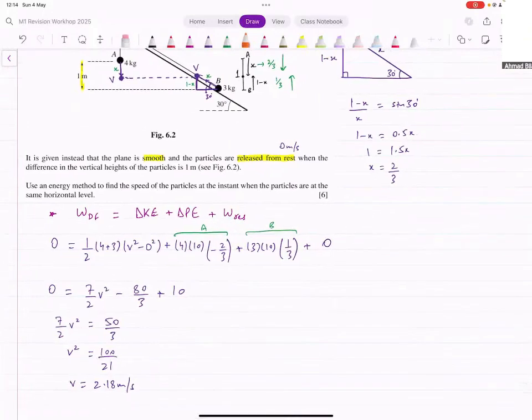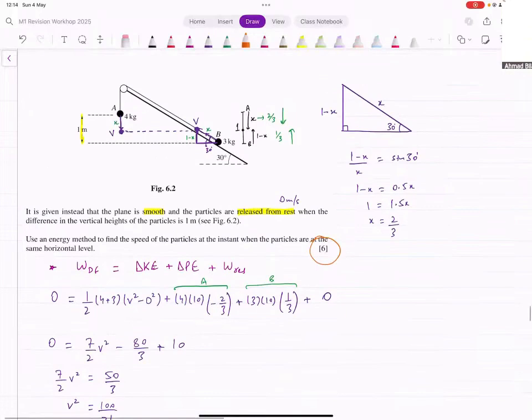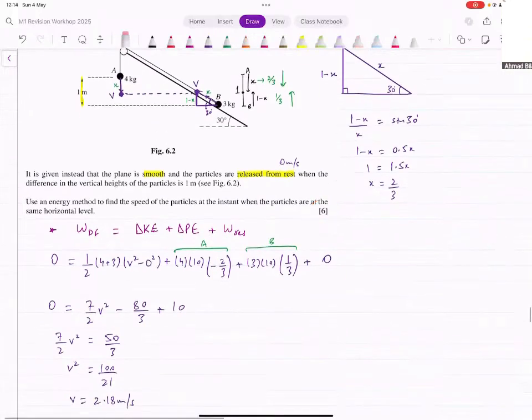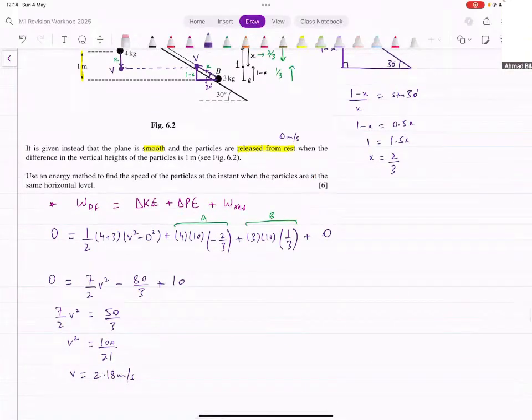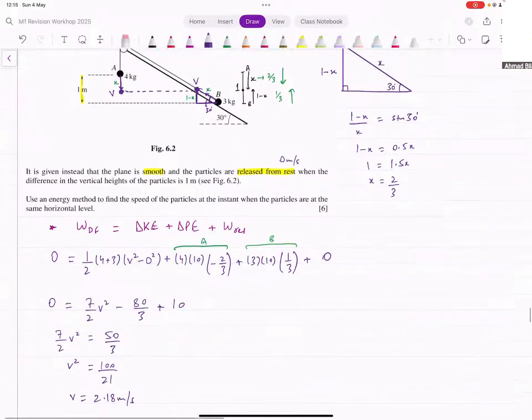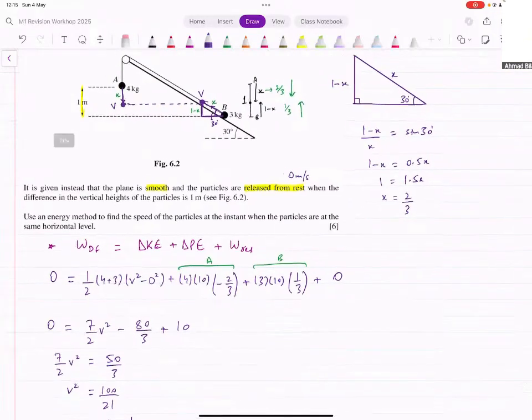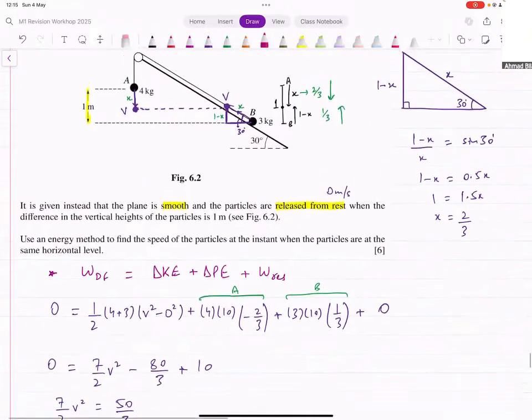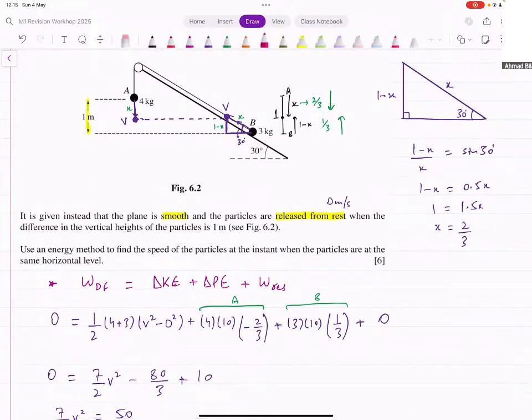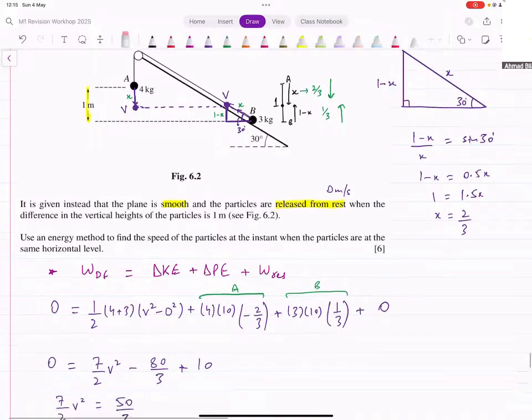It's a 6-mark question. Again, it's more for the thinking involved in this. The actual calculation is not that much. That's the value that you get from this. Why are we considering it? Why would we not consider it? Both particles are moving, right? For the whole system, we know that the work done by the driving force is supposed to be equal to the change in kinetic energy plus change in potential energy plus work done against resistance. We have to consider everything in the system, right?